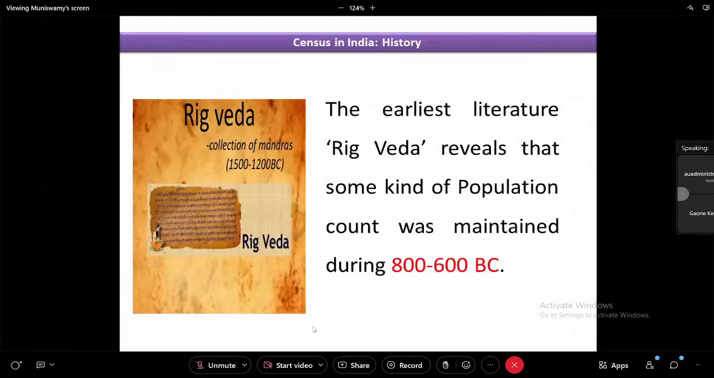So in the census surveys, we take the history from the Rig Veda. The earliest literature, Rig Veda, reveals that some kind of population count was maintained during 800 to 600 BC. Right from the Rig Veda onwards, we are maintaining data based on surveys.